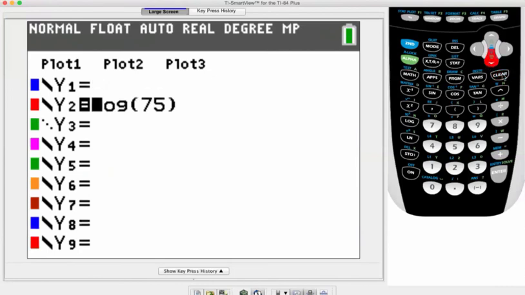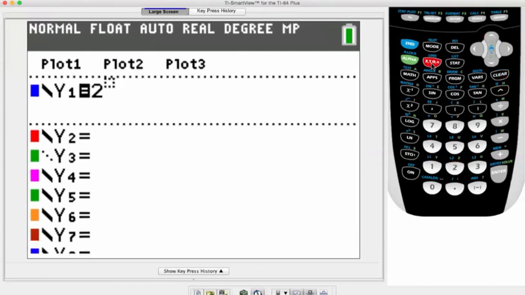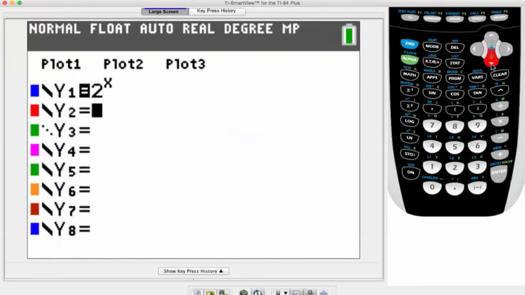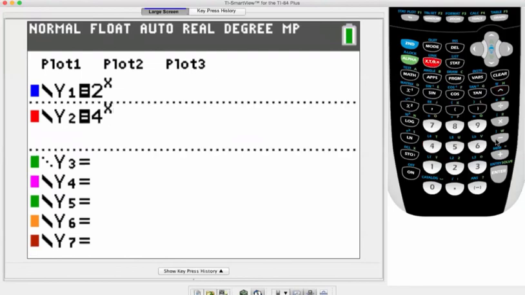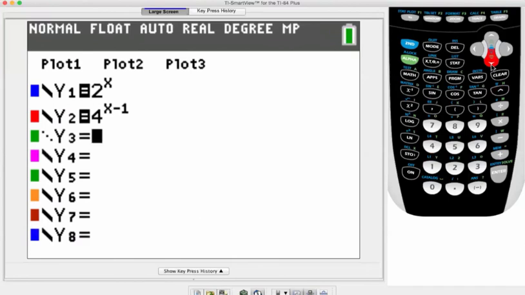All right, let's go ahead and clear those out. Let me give you the following equation. 2 raised to the x, and then equation 2, 4 raised to the x minus 1. Now, can you figure out when these two graphs are equal? For what value of x will these two graphs be equal? See if you can use your calculator to solve that. So go ahead and pause the video now.